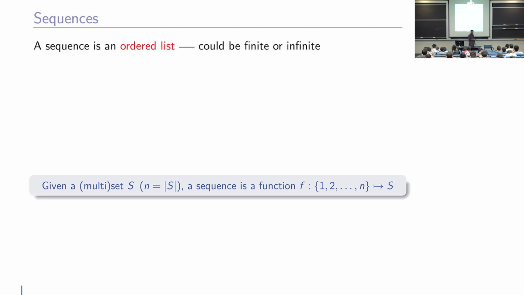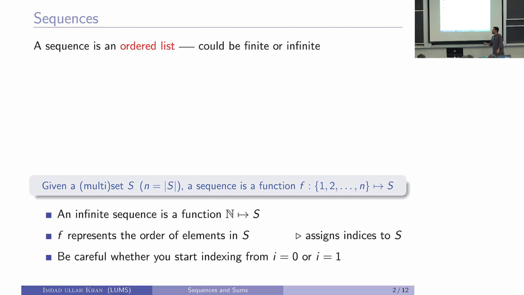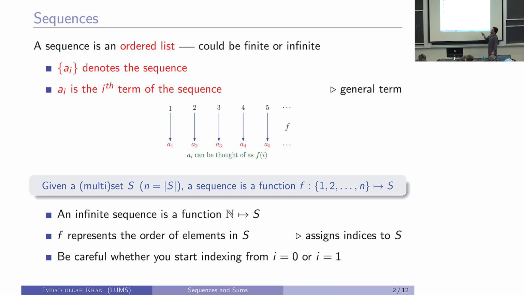An ordered list. So an infinite sequence is a function from N, all natural numbers, to S. This is why I think of this as a function, right? So f is actually imposing this order on the elements of the set S. A set is an unordered collection of objects, right? A multiset is an unordered collection of objects where repetition is allowed. So if I want to impose some order, that this is the first, this is the second, this is the third, some kind of arrangement of that, that is called a sequence.